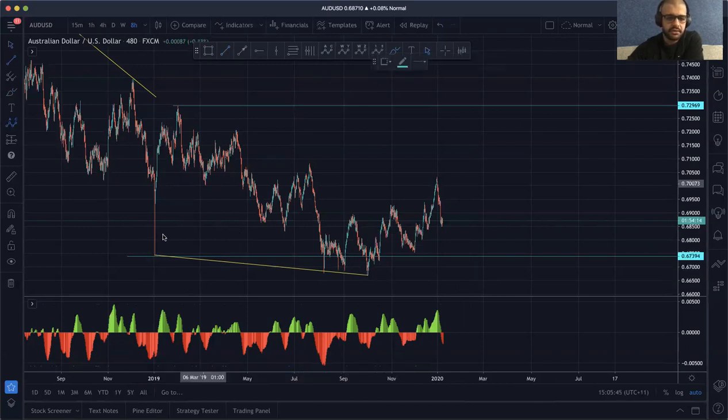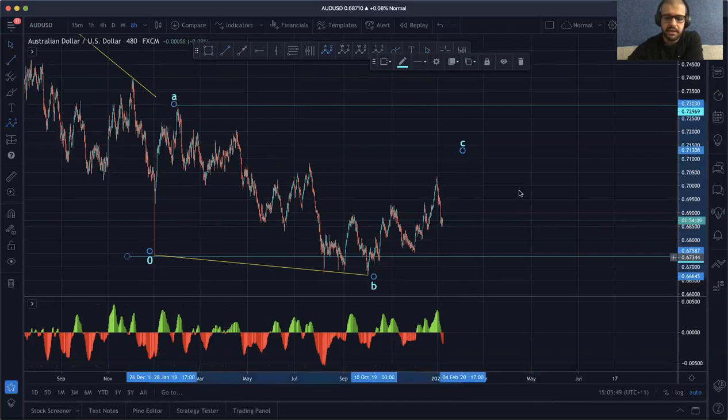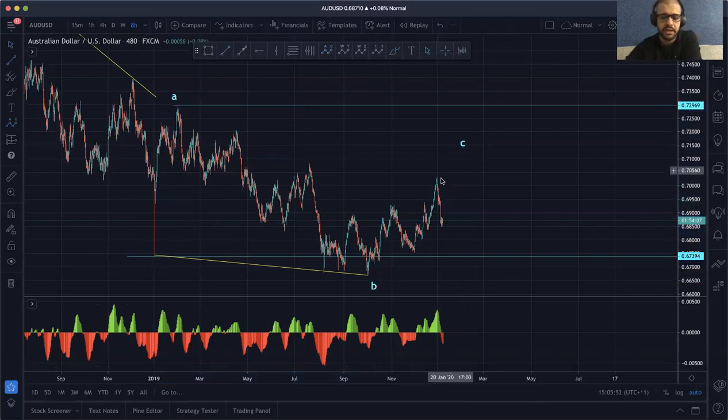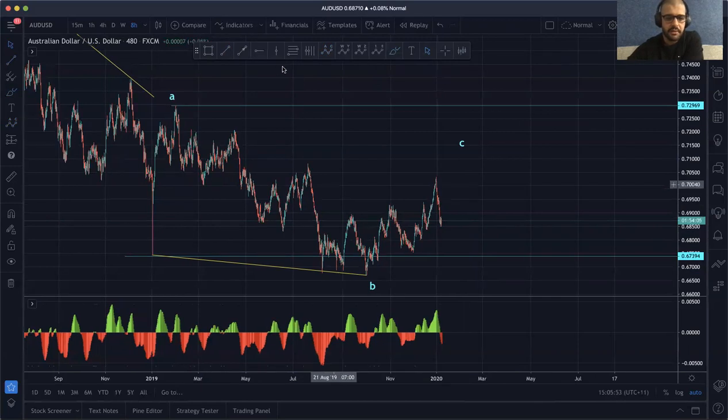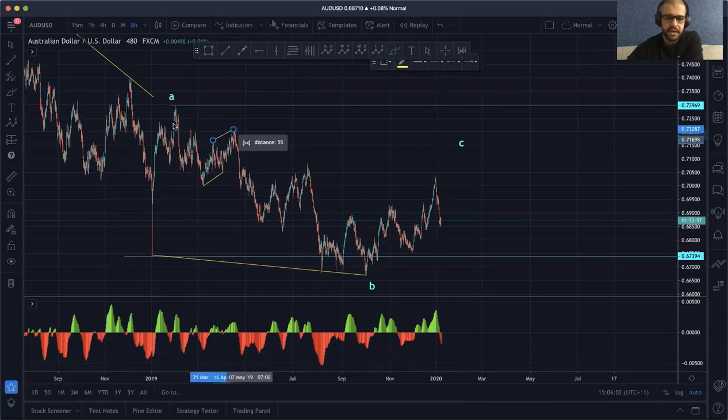So I'm going with the bias that this is our A, this is our B, and then we are in or completing our C wave at the moment. I believe that there's enough reason to believe it. This is our B wave, just with the corrective way that this has gone down. It hasn't really been as impulsive up or as impulsive down as you see here.